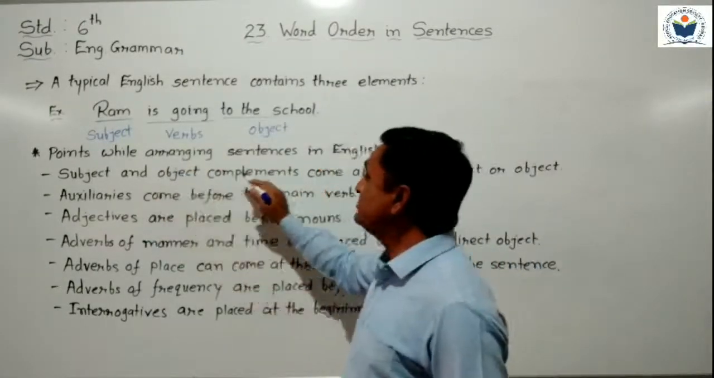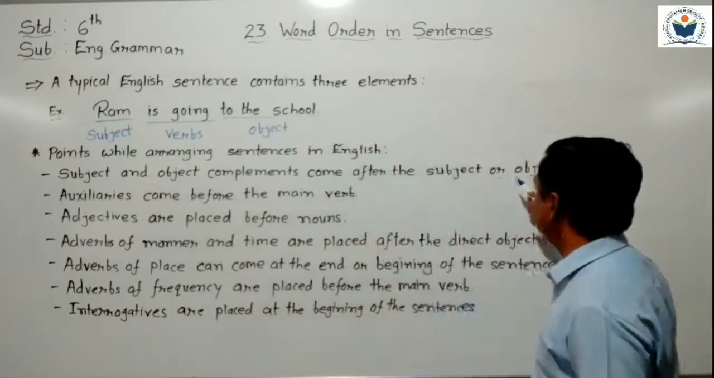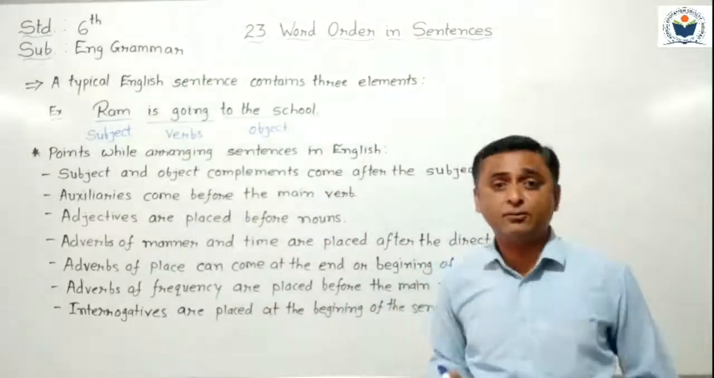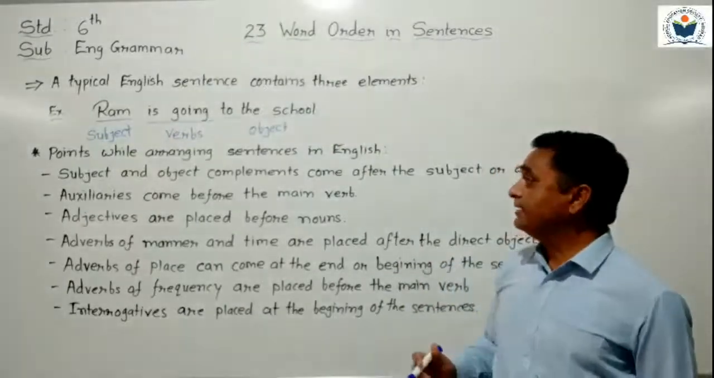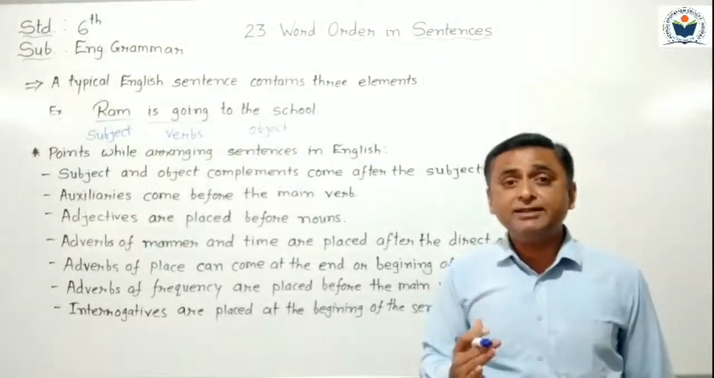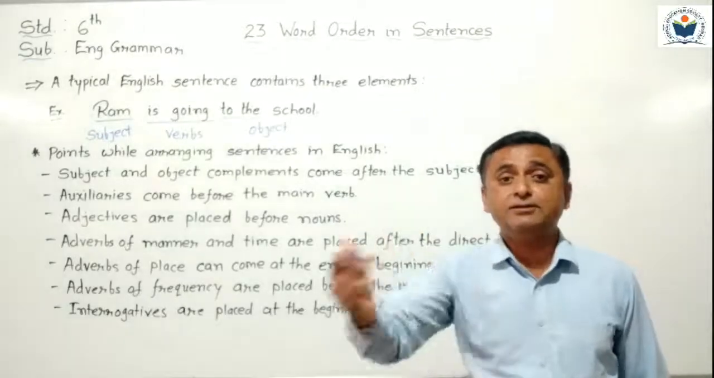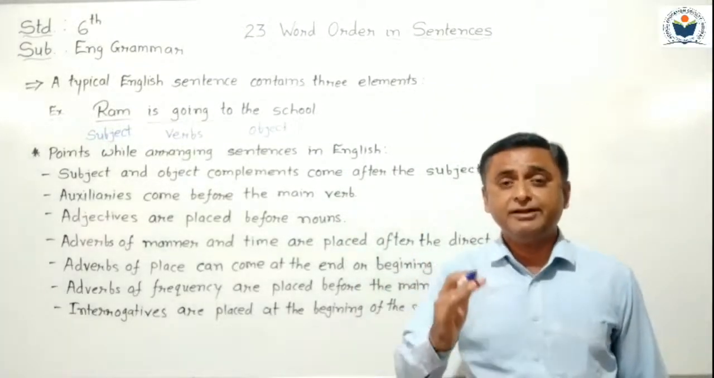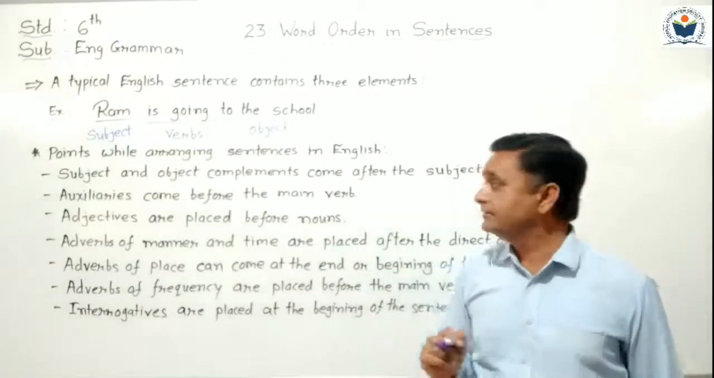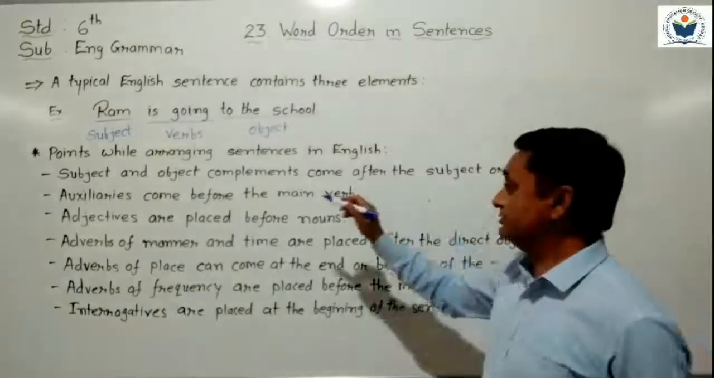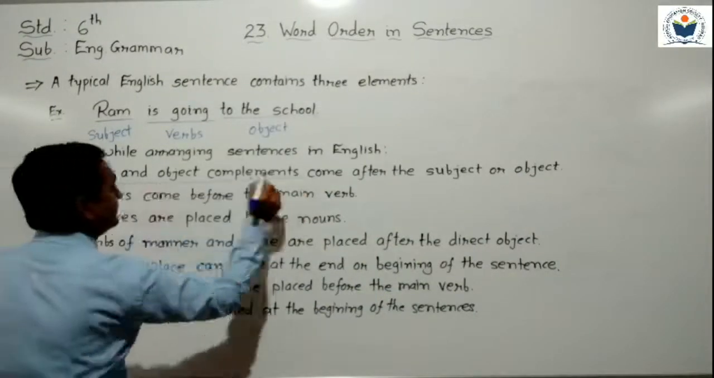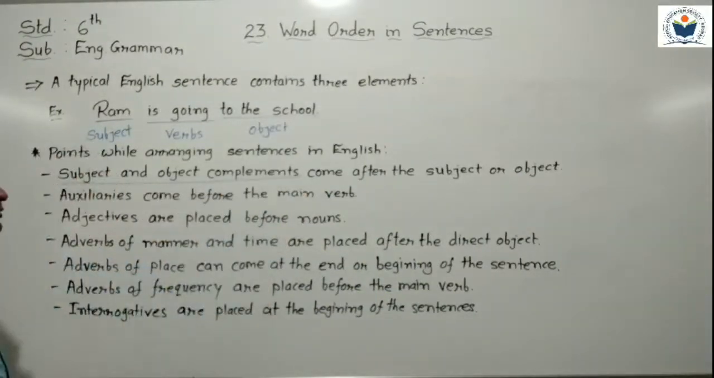Subject and object complements come after the subject or object. Each sentence has a subject and object complement. If a subject complement is there, we have to put it directly after the subject. If an object complement is there, we have to put it directly after the object. Can you understand, students? So subject and object complements come after the subject or object.